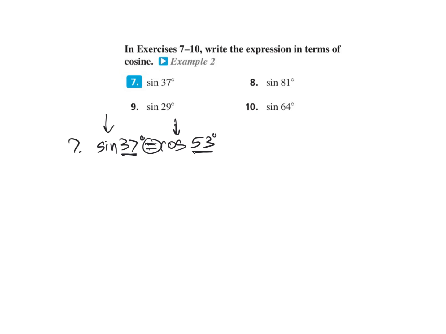So that's number 7. Number 8, the sine of 81 is equal to the cosine of 9 degrees. All right, sine of 29 is the cosine of 61 degrees. And the sine of 64 is equal to the cosine of 26 degrees.